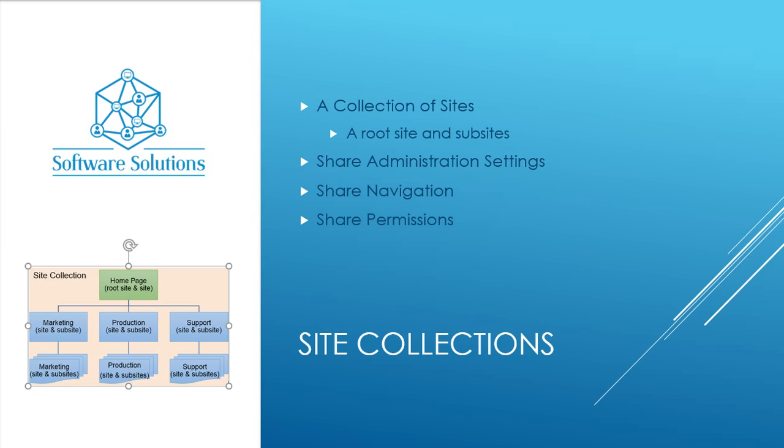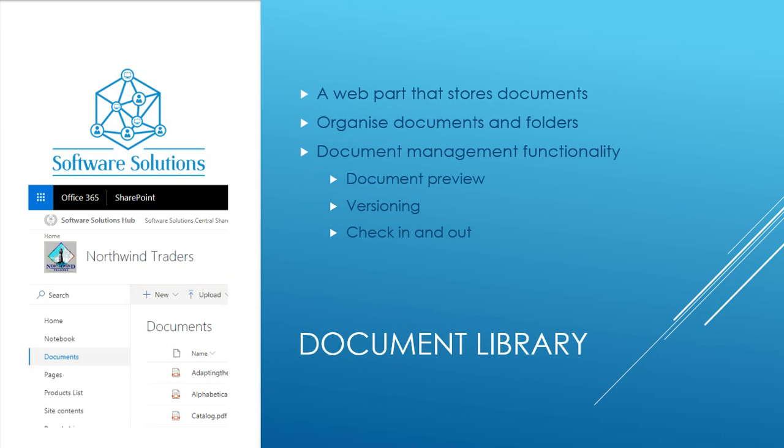So moving away from the terms site, root site, site collections and subsites, what is a document library? A document library is actually a web part that stores files or documents. It's actually a library that organizes documents in folders, and it allows you to have all the functionality that goes with document management, such as document previewing, versioning of documents, so you can have multiple versions starting from the first version to the last version, and we'll be looking at that, and checking in and checking out documents. So a document library stores documents.